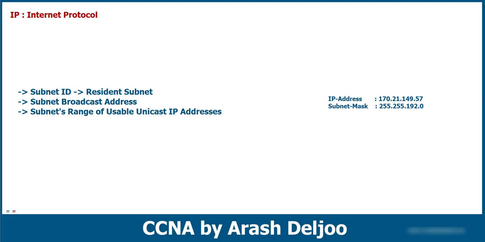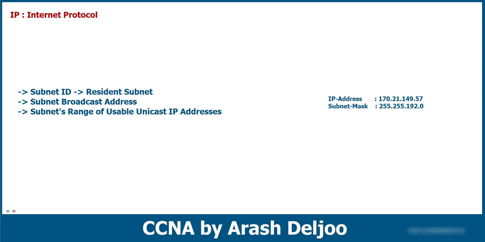In this video, I'm going to talk about IP addressing and also IP address subnetting again, but from a different view, from a practical view. It's so useful after the scenarios we learned until now. We can talk about, for example, the subnet ID, subnet broadcast address, or subnet range of usable unicast IP addresses.